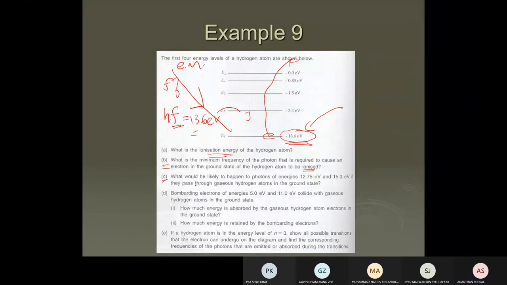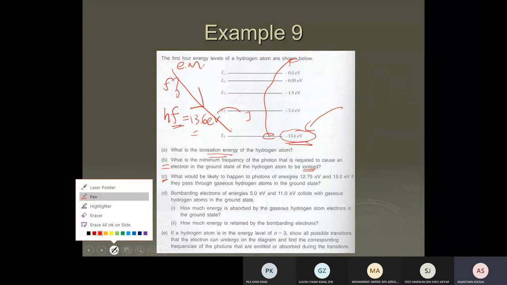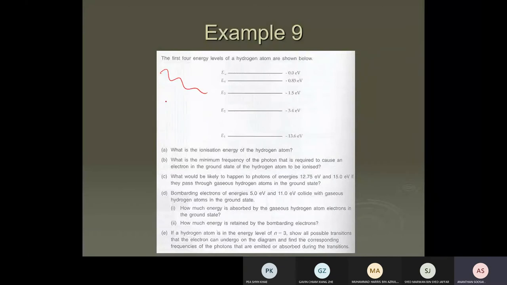Okay, see what would be likely to happen to a photon of energy 12.75 or 15 eV. C is a good question. You have a light source that was exposed. The light has only two types of photon. The first type of photon is 12.75 eV, another one is 15 eV. When these photons are exposed to the electron at the ground state, will the electron take both, or which one will it absorb? Or is it not going to absorb both? How to check? Check whether it is equal to the energy difference. Because the electron is very fussy, it only takes the energy required just right to jump.